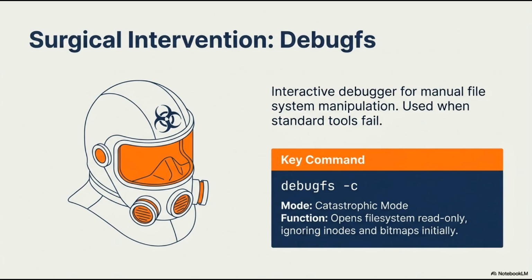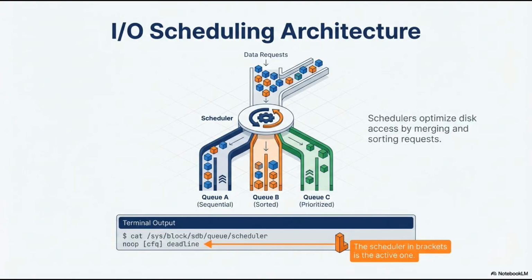Okay, let's assume we fixed the drive. We're moving to the final pillar, performance. Slide 11 is titled Traffic Control, I/O Scheduling. This is a shift from software back to physics.